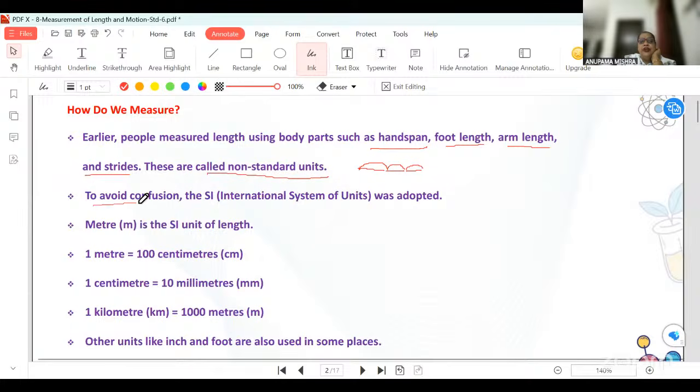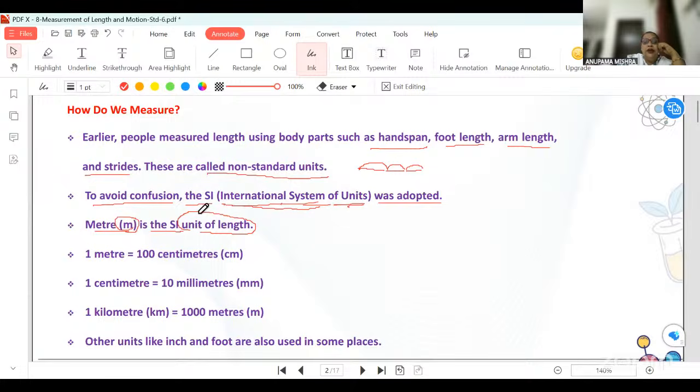So to avoid the confusion, the system was made so that everyone can follow it and everyone will not be confused with the length. It was set as SI, that is the International System of Units, which was adopted. Like the SI unit of length, we say that it is meter. This is given by the International System of Units.